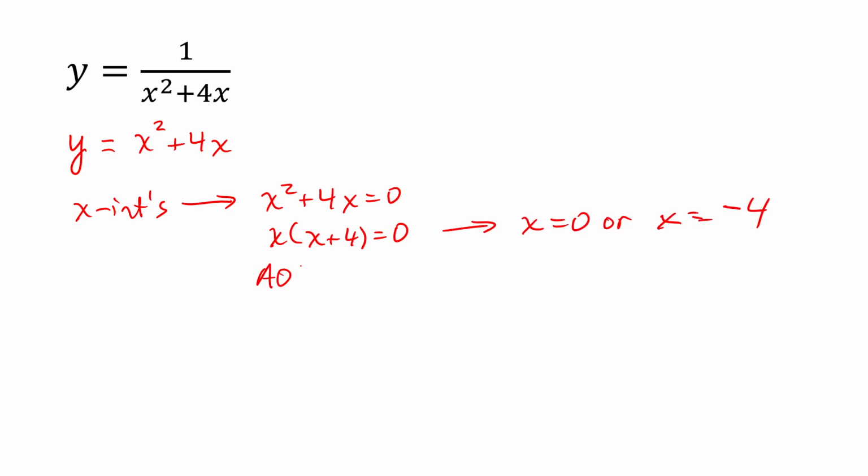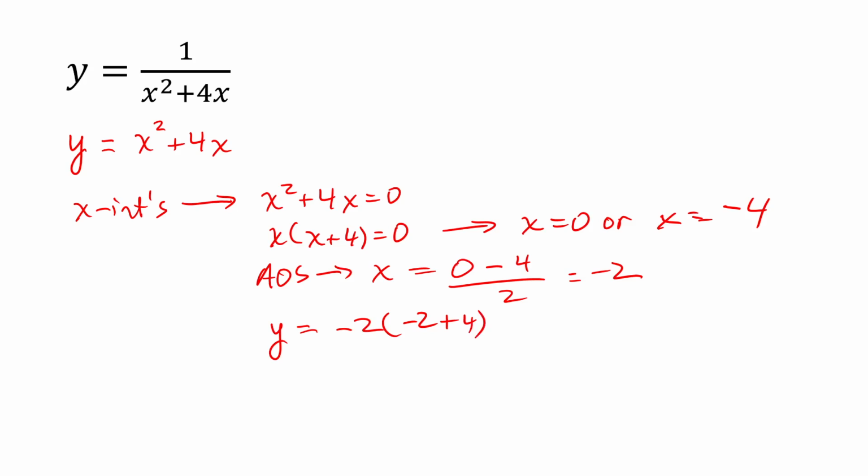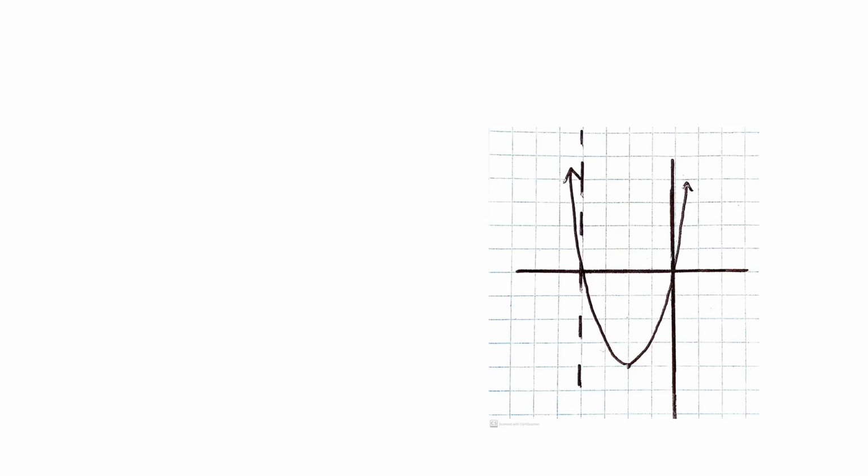We have an axis of symmetry halfway in between those two numbers, 0 plus negative 4 over 2, which is negative 2. And we can determine the y value of that axis of symmetry. The y value will be equal to negative 4. So we're going to have a vertex at negative 2, negative 4. So we'll sketch a parabola with that vertex and x-intercepts at 0 and negative 4, and it'll look like that.